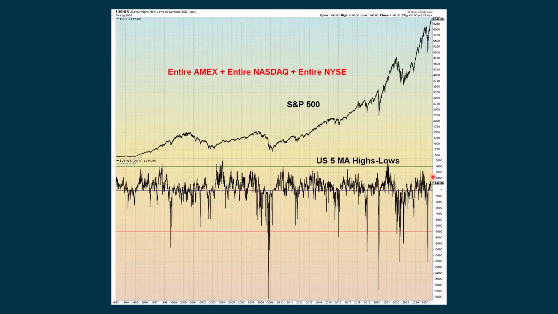because of this negative divergence. Then another broad market measure across the Amex, NASDAQ, and NYSE, and a 5-period moving average of the highs minus the lows. We were showing some weakness. We were coming back down close to the zero line. Now this is starting to bounce back up. So this internal measurement is actually giving us a little bit more confidence. But we also want to remember that negative divergence that I just talked about.